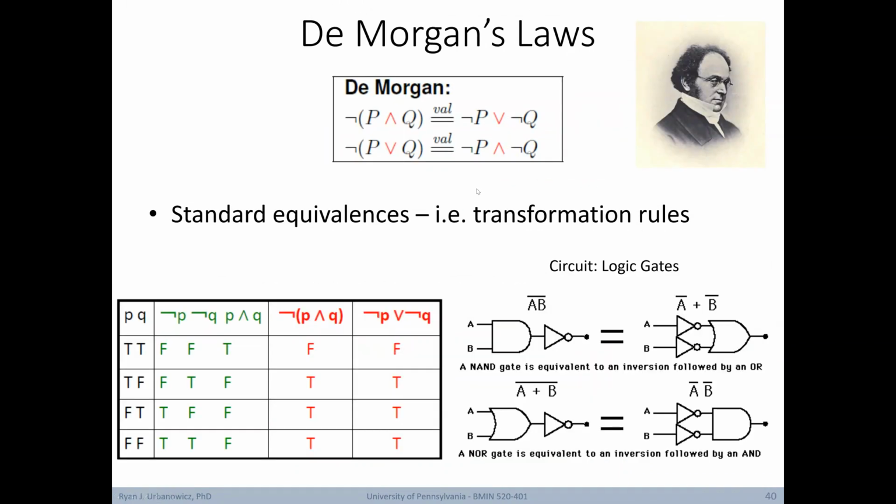Our next equivalence is called De Morgan's law. Here we have not (P and Q) is equivalent to not P or not Q. Also, not (P or Q) is equivalent to not P and not Q. Focusing on this first example, we have the truth table demonstrating their equivalence. This theme is also important to logic gates in circuitry.